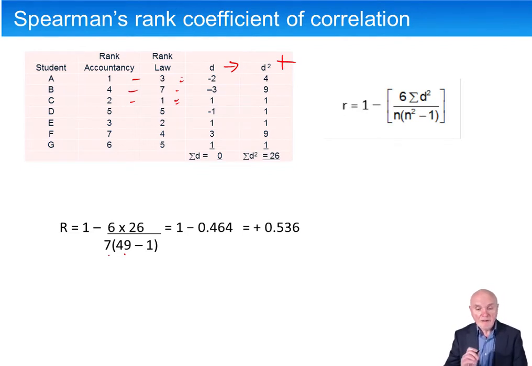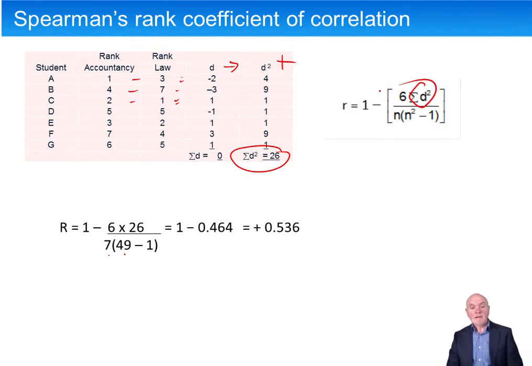And what we need here is, these d should add up to 0. It's sigma d squared, the sum of d squared. So 4 plus 9 all the way down here is going to give us 26. That's what we need for that part of the formula. So we put it in here, so it's 1 minus 6 times the d squared, 26, over 7 times 49 minus 1. And we come out here with the rank coefficient of correlation of 0.536.